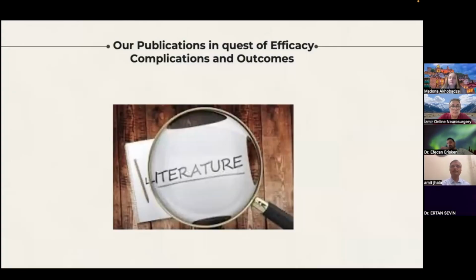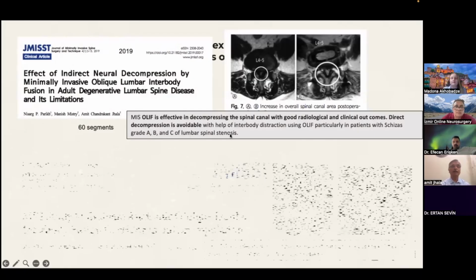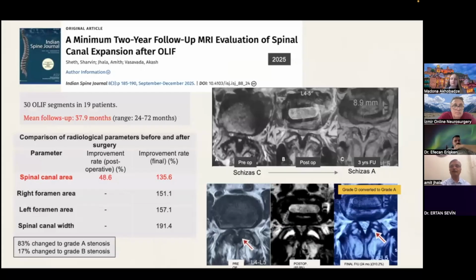And we studied this part of the lateral fusions, and these are our publications, and we started 10 years ago, and these are all our publications in the last 10 years. The first thing is whether the indirect decompression works or not. And we published in 2019, of 60 segments, that in grade A, B, and C of lumbar spinal stenosis, OLIF definitely works. Then there was a problem that it is difficult to do an OLIF in Indian patients, and in 10.56% of patients, there is no corridor where you can do a lateral approach. And that's where the complication of vascular injuries occurs. So you should know when you can do this procedure. And in 10.56%, it was not possible to do a lateral approach. And this is from our publication.